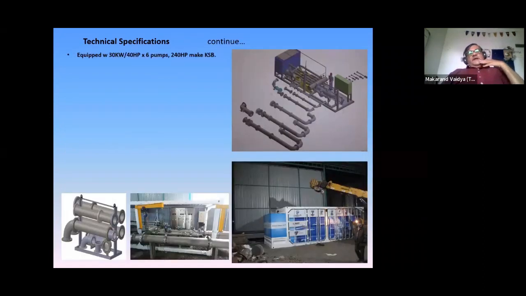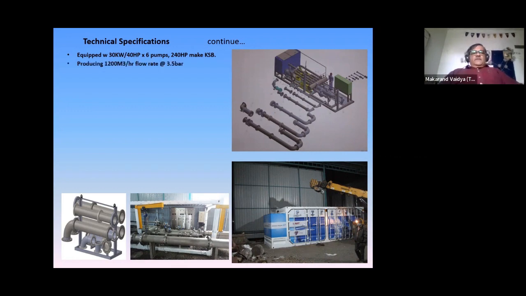It is equipped with 30 kW, 40 HP, 6 pumps, that is a 240 HP monster machine. We have used KSB pumps, stainless. In the lockdown period, they were having problems. About 100 workers of KSB were COVID positive. Still, they could deliver to us and we could finish it.